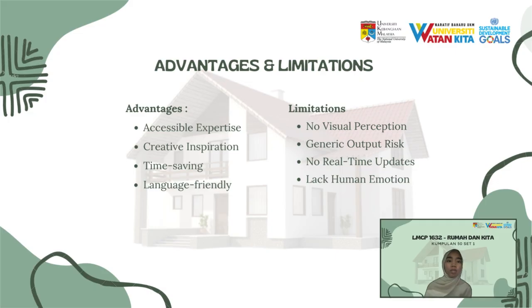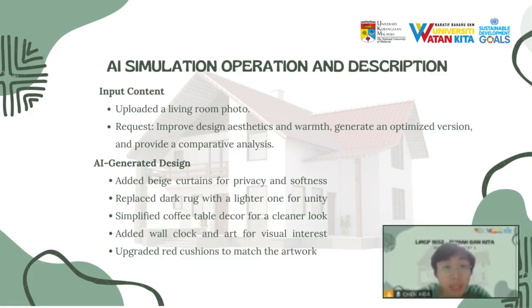It also optimized version created visual harmony, which improved spatial balance and offered a more welcoming atmosphere. So these examples demonstrate how AI tools like ChatGPT can support real-world design improvements, bridging creativity and practicality for community spaces.